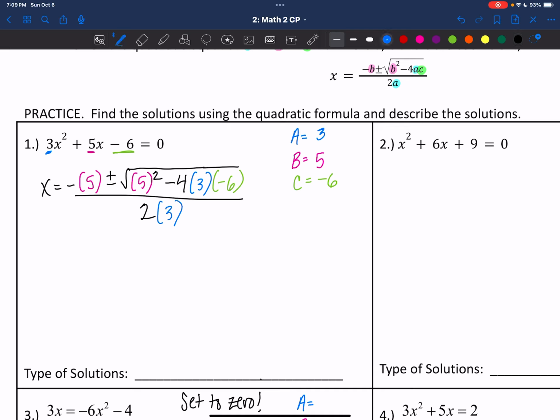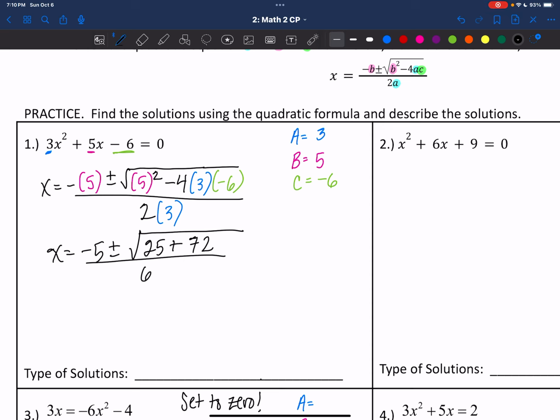Now we're going to simplify by first simplifying what's inside the radical. We're going to get 25 plus, because we have 2 negatives here, so be very careful. That's going to give you a plus. And 4 times 3 is 12. 12 times 6 is 72. And that's all over 2a, which is 6.